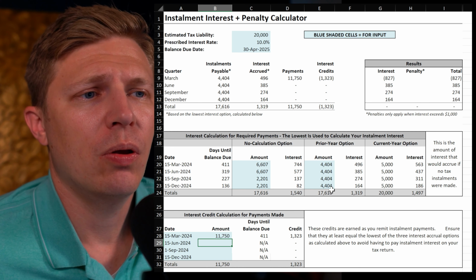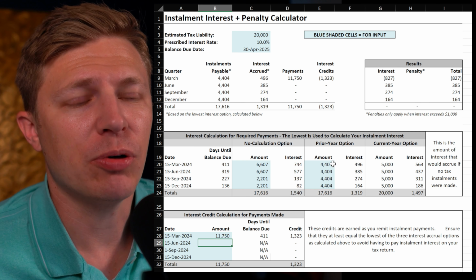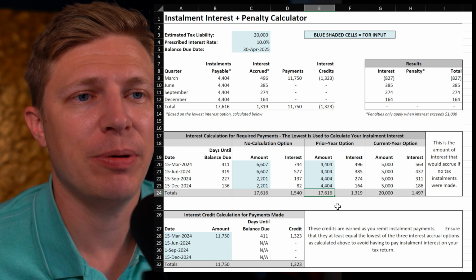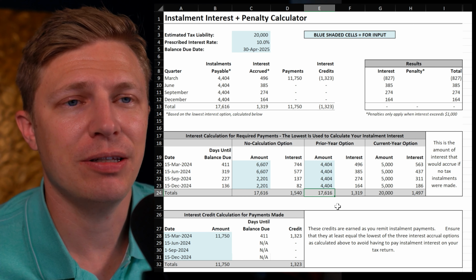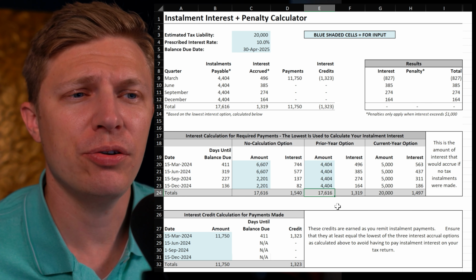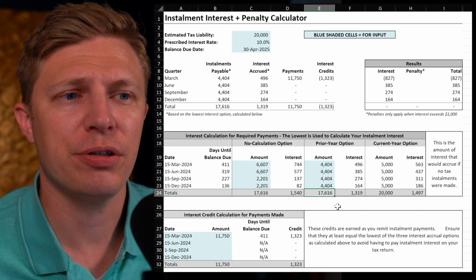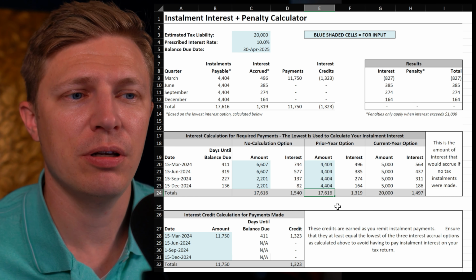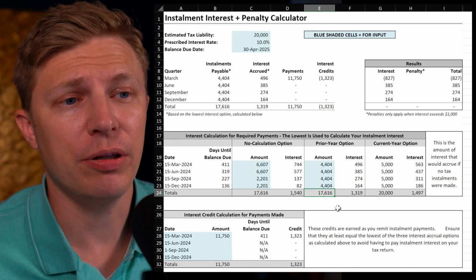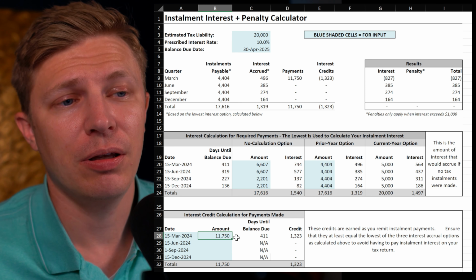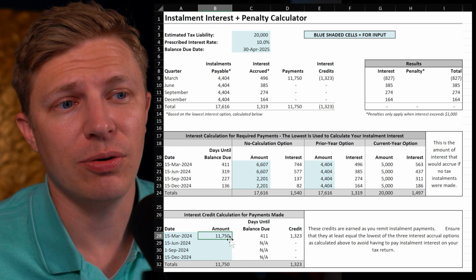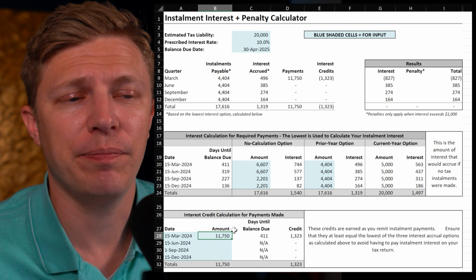So even though the prior year option indicated you'd have to pay 17,616 quarterly, if we understand how the interest credit system works, if you wanted to pay early in the year one time, you won't have to pay as much. So 11,750 only. Okay.